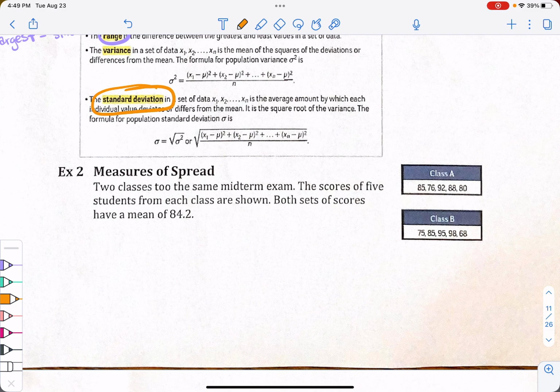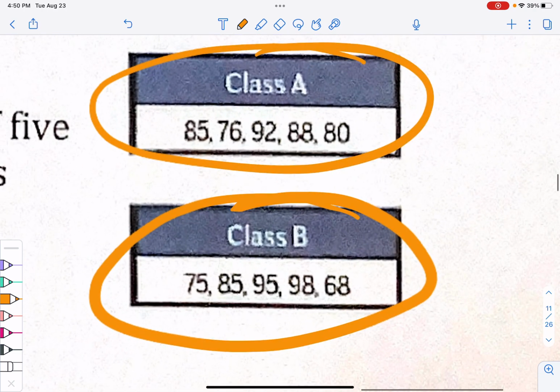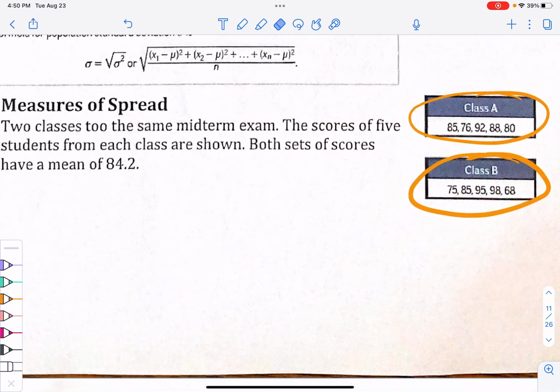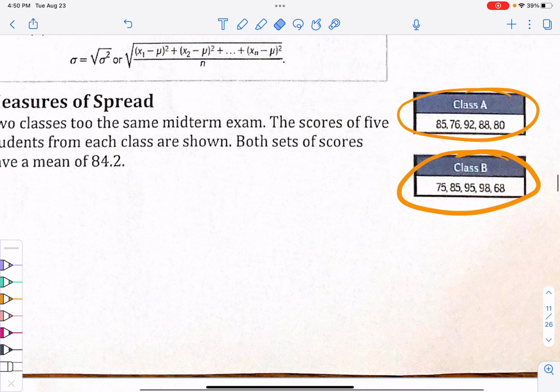So we have 2 different classes, and there's 5 pieces of data for each class, all right? And these are midterm exams. So like we had a person get an 85 in class A on their midterm exam, somebody got a 76, somebody got a 92, etc., right? And then class B was those data values, okay? Now what we have going on here is it says that both sets of scores have an average, or a mean, of 84.2. They each have an average of 84.2.